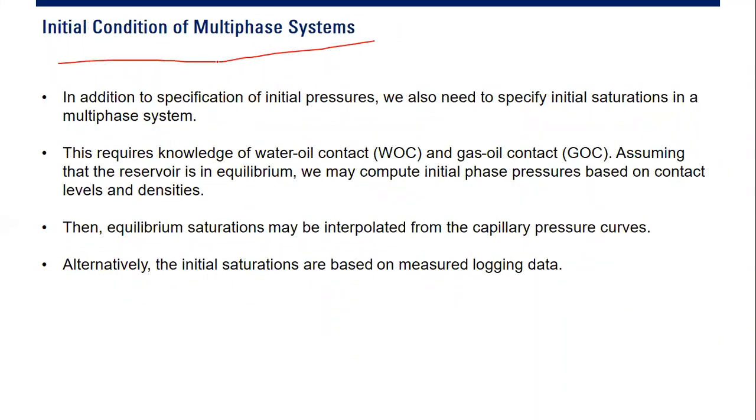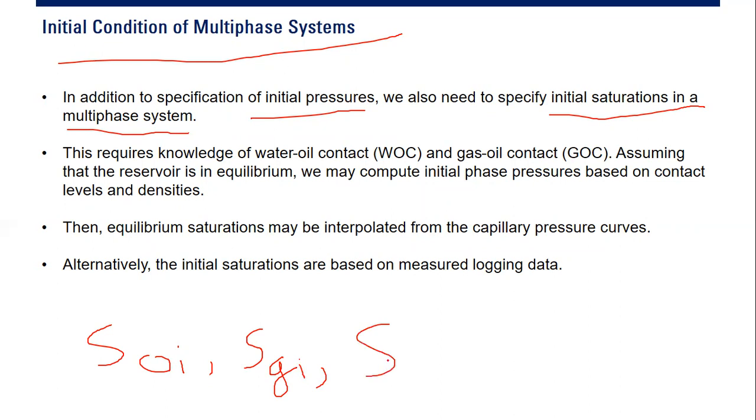And lastly, initial condition of multi-phase system. In addition to specification of initial pressure, we also need to specify initial saturation in a multi-phase system. For a multi-phase system, we need to specify initial oil saturation, SOI, initial gas saturation, SGI, and initial water saturation, SWI. This requires knowledge of water oil contact and gas oil contact. And assuming that the reservoir is in equilibrium, we may compute initial phase pressure based on contact level and density. So you need to know the initial original water oil contact and gas oil contact. And based on the contacts, we can calculate phase pressure.